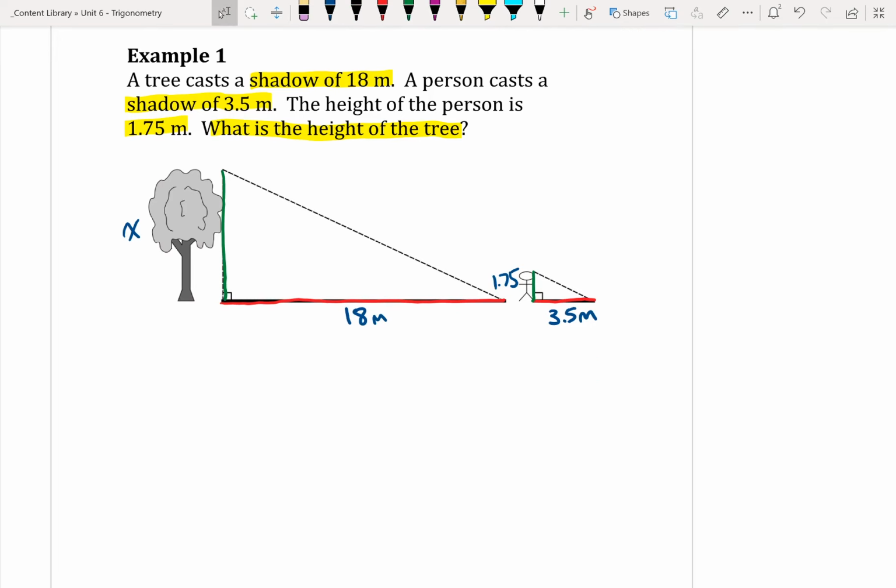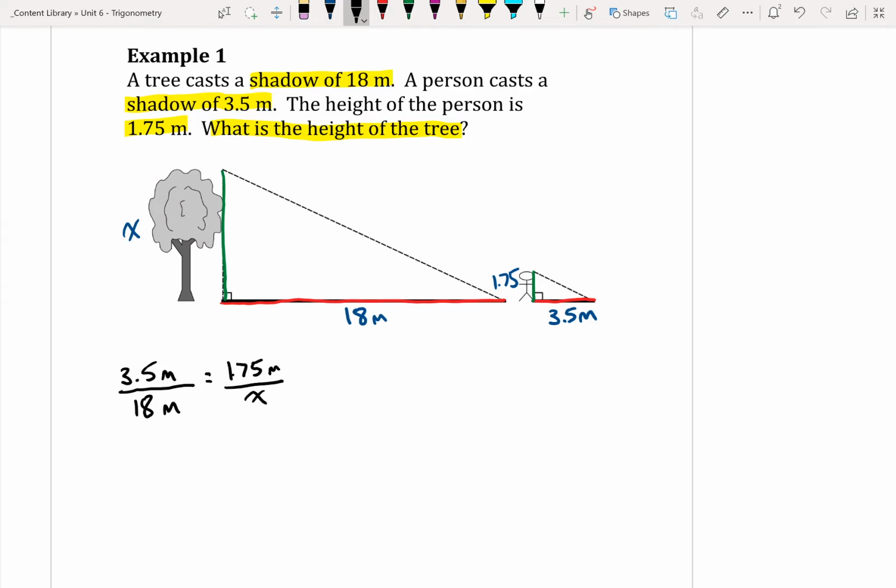So let's start off first. You want to pick a triangle and make sure that all those sides are on top, and then the other triangle will all be on the bottom. So let's say we want to start with the small triangle first. We're going to pick 3.5 meters is the one that I know, divided by 18 meters, because again, those are the matching sides, and that's going to equal 1.75 meters divided by X, or the unknown side.